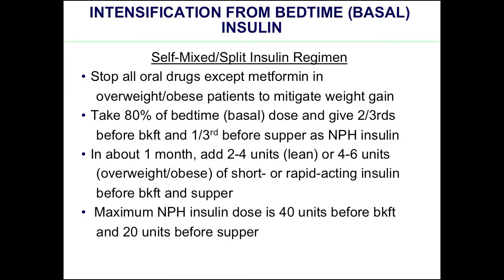It's a little more difficult if they go to a self-mixed split regimen. You stop all the oral drugs again, except metformin. You take 80% of the bedtime dose and split it into 2/3 in the morning and 1/3 in the evening or before supper, and then we would add regular insulin about 2 to 4 weeks later, because most patients need a short-acting insulin as well. Many of our patients take a lot of insulin, but the maximum amount we would give to start them with is 40 in the morning and 20 before supper.